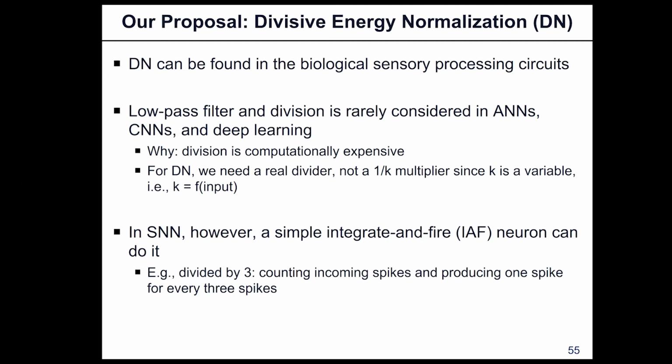So then another interesting part that we found was actually in SNN, a divider is very easy to implement. A simple integrate-and-fire neuron can implement the divider in the spike domain with only a handful of transistors. For example, let's say I want to divide by 3, right? What you can do is just count the incoming spikes, and every 3 spikes, you produce 1 spike out. Then you're going to perform exactly the division by 3 with this simple integrate-and-fire neuron in the spike domain.